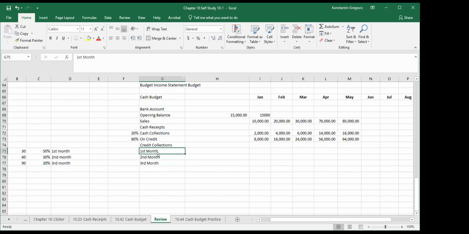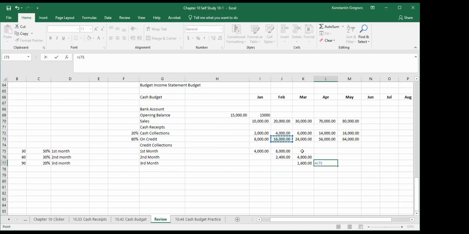So I got on credit 80%, 16,000. So in February, that's 16,000. I collect 50%. In March, that's 16,000. I'm only going to collect 30%. And then in April, that's 16,000. I'm going to collect 20%. And then, so you're budgeting monthly. This could be quarterly. I would start with the months and then break it down by quarters. You need to be aware, they give you 50% first month, 30, 20, allocated in the month. So that's cash receipts.